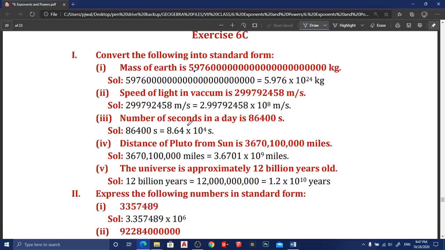Okay. The number of seconds in a day is 86,400. How can I write this? Put a point after 8. After putting the point, how many digits are there? 1, 2, 3, 4. So up to here you take 8.64, the significant digits, into 10 to the power of 4. So this is the answer. The distance of Pluto from the Sun is this many miles. So put a point after the first digit.